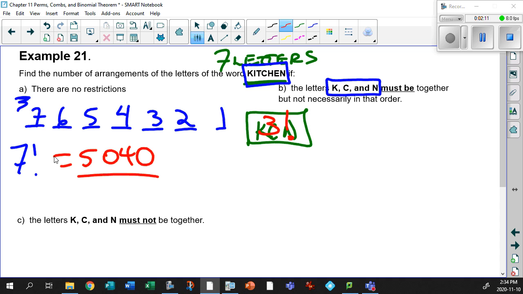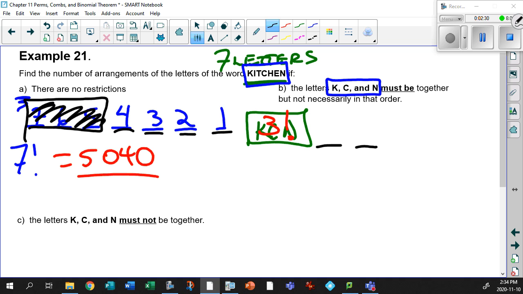Now, the other cool thing about this is the following. Check this out. This is really, really neat. How many letters do I have left? Think about it. If I used up 3 letters here like I did here, look how many letters I have left. 4, 3, 2, 1. Right? So, check it out. 1, 2, 3, 4. I got 4 times 3 times 2 times 1.